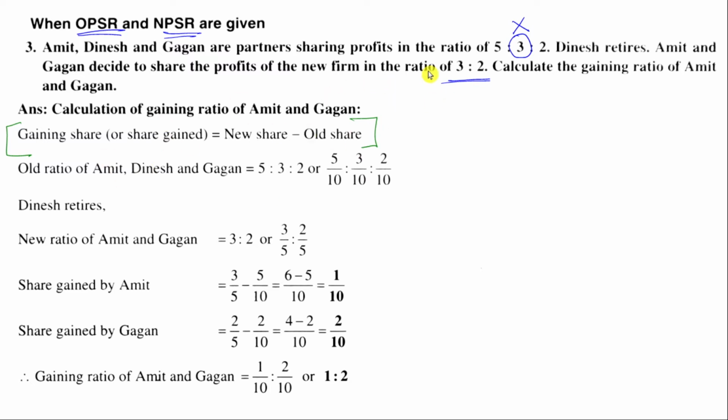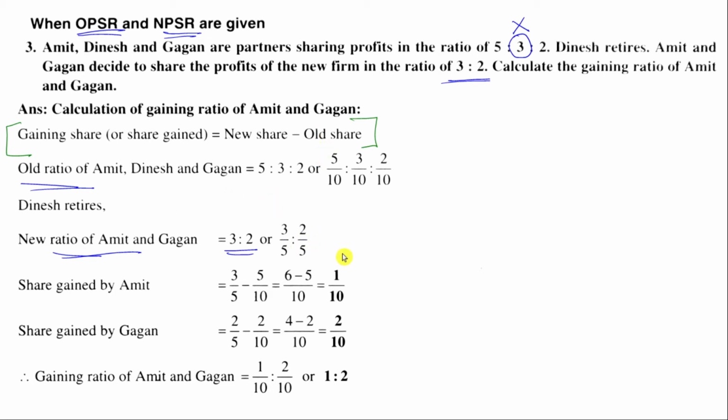So we'll write what is given in the question, that is the old ratio. Write down the old ratio first. I'll change the color to blue. The old ratio of Amit, Dinesh and Gagan is 5:3:2. That can be written as 5 by 10, 3 by 10 and 2 by 10. Next, Dinesh retired from the partnership. Next, they are forming the new share, that is 3:2. So the new ratio of Amit and Gagan is 3:2. That can be written as 3 by 5 and 2 by 5.